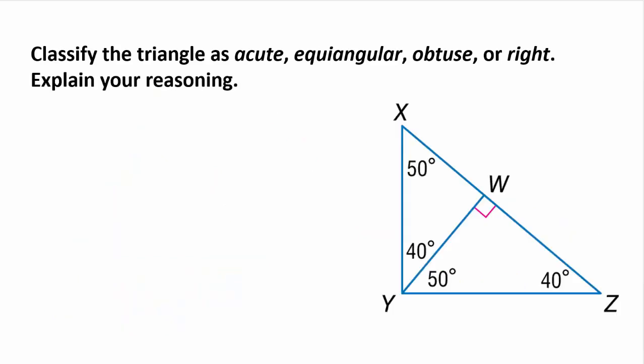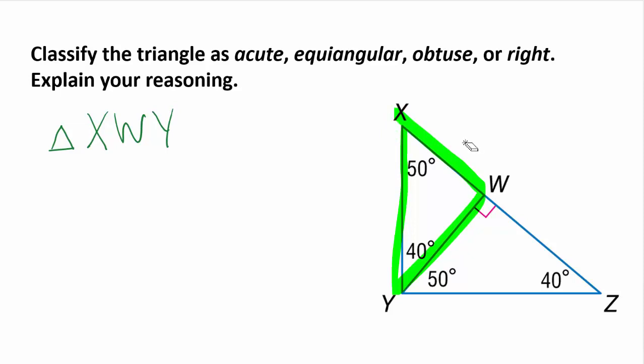Now let's classify these triangles as acute, equiangular, obtuse, or right. Let's go ahead and name the triangles that we have. If you look at this figure, we've got 1, 2, and yes, there are 3 triangles in this figure. Let's go ahead and name them. First one I'm going to name is triangle XWY, and that's this guy right here.